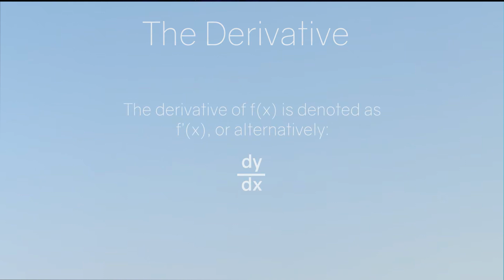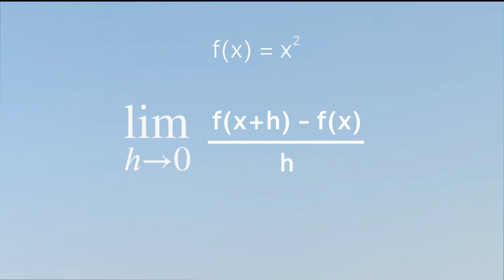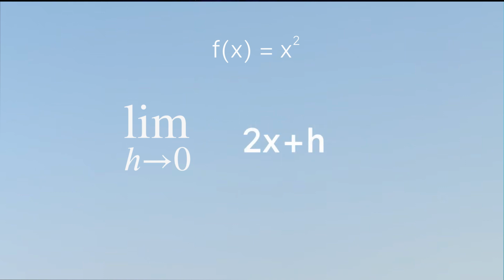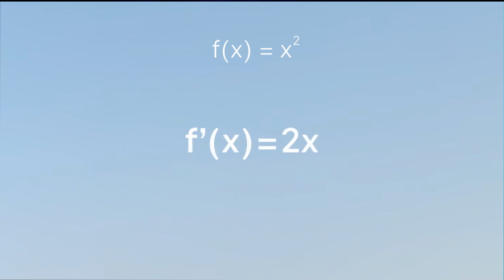Let's do an example. Say you have x squared. Let's plug it into our original formula, x plus h squared minus x squared all over h. This evaluates to h in brackets 2x plus h all over h, which cancels out to make 2x plus h. Applying the limit, h becomes 0, and so the derivative of x squared is 2x.